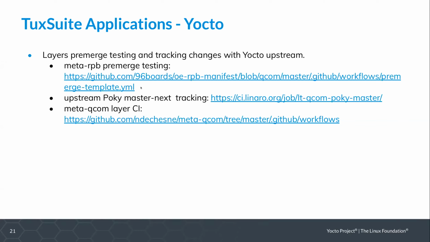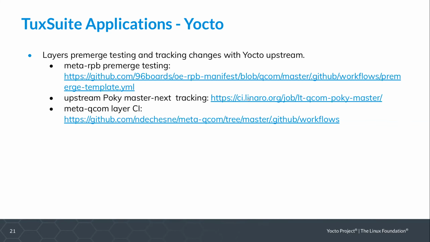Nico has written a pre-merge GitHub action, which will be testing Meta RPP as such. You can go ahead and check that, and this is hooked up with GitHub. So any update or any PR that is created, the action is run and it will submit the TuxSuite build with the commit ID of that particular PR, and the build is done in the cloud, and you'll get the results, and you'll have the pass and fail results displayed there.